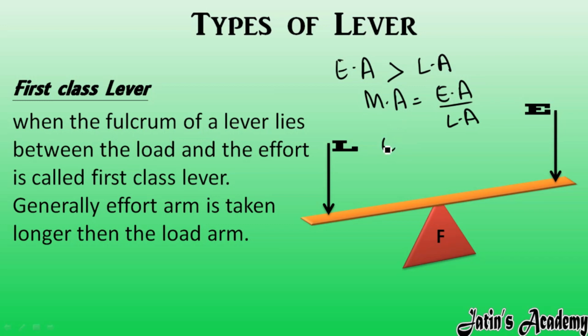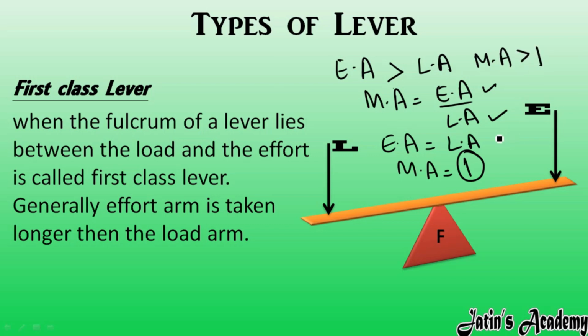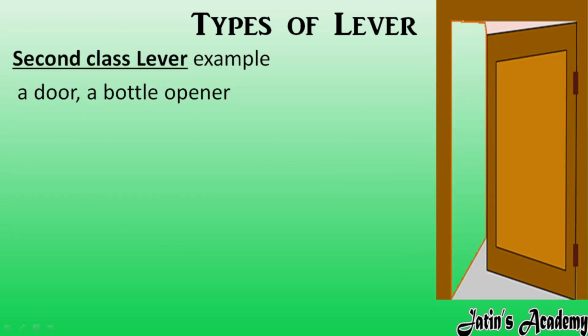But in some cases in first class lever, effort arm is exactly equal to load arm. So here what is the mechanical advantage? Mechanical advantage is 1. If effort arm and load arm are approximately the same, then mechanical advantage is 1. But if effort arm is greater than load arm, in that case mechanical advantage is greater than 1. Fine. Next we are going to start with the examples of second class lever.